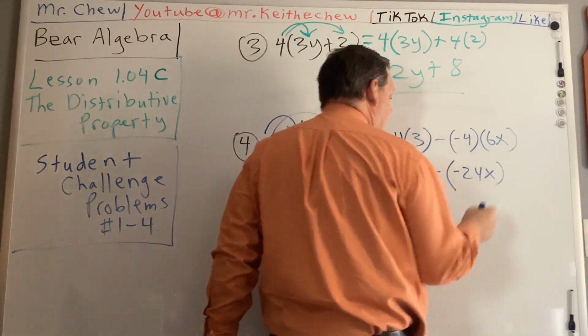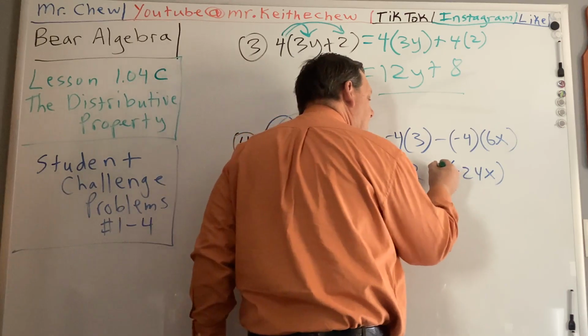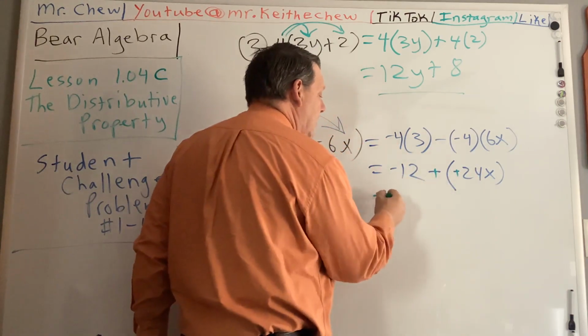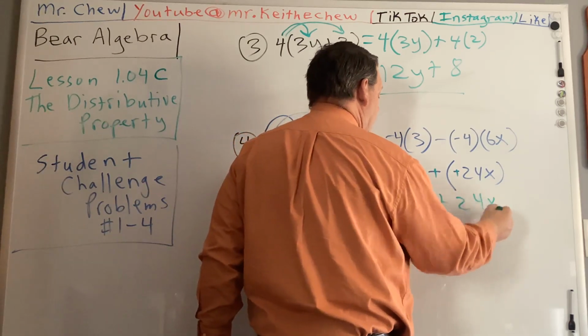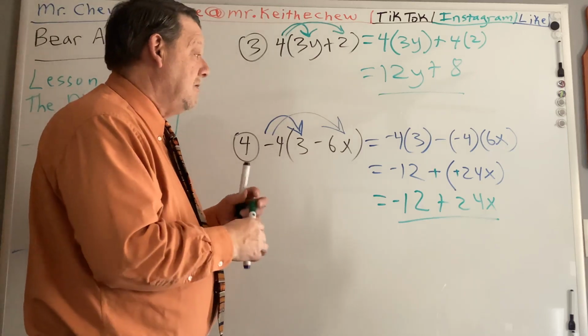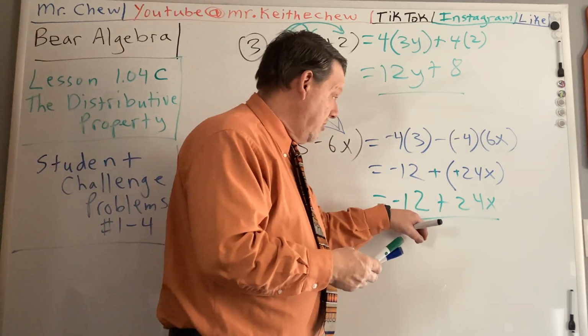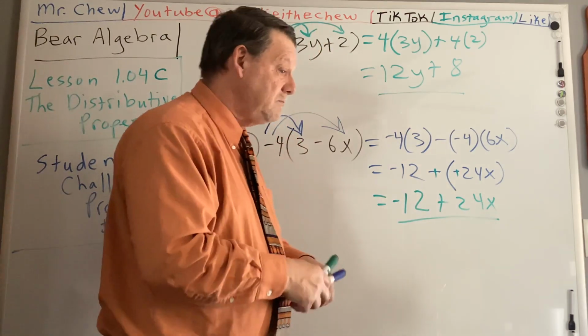And there's an x there. And there's a rule in algebra, minus a negative becomes plus a positive. So my final answer here is negative 12 plus 24x. And that's the final answer because I cannot combine an integer and a term with a variable in it.